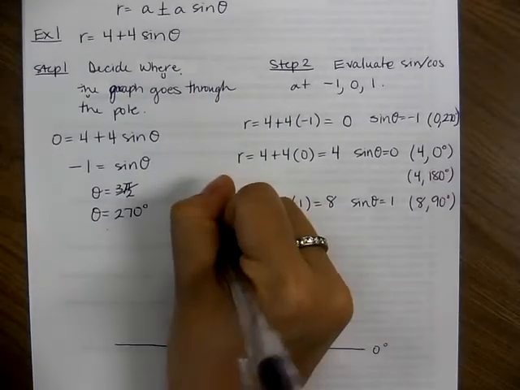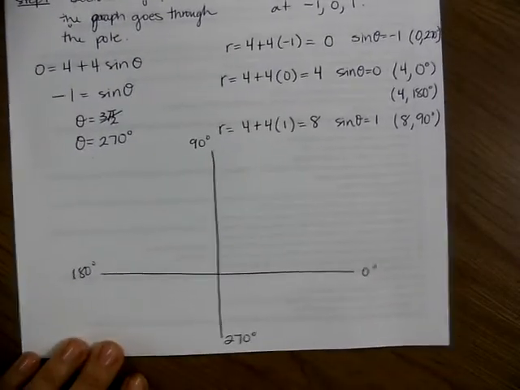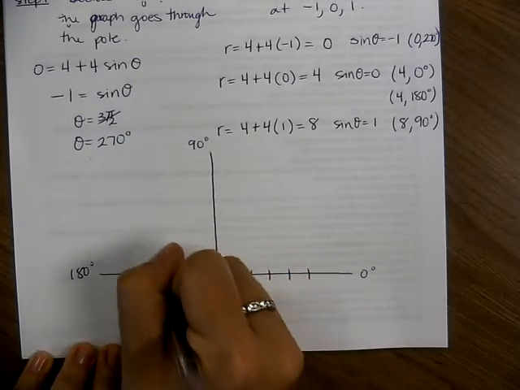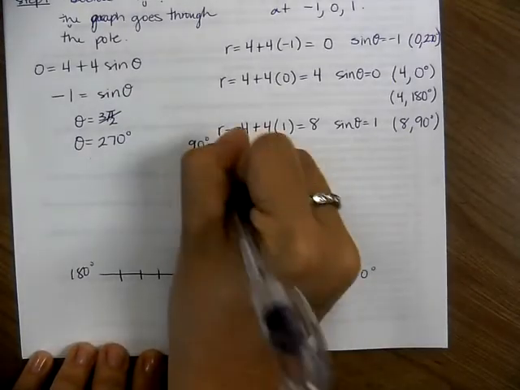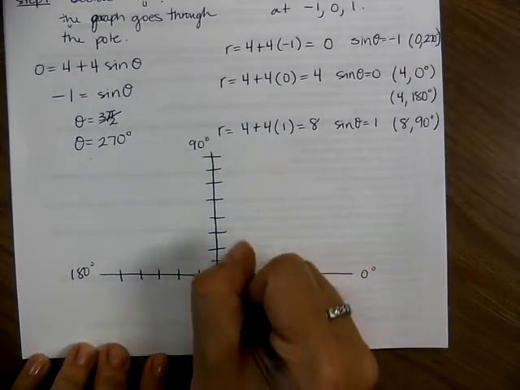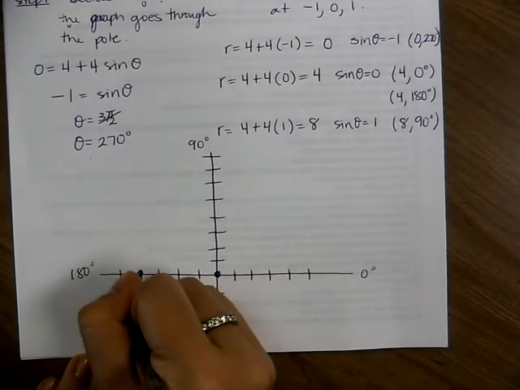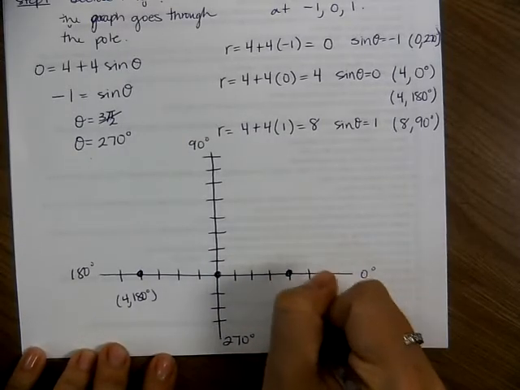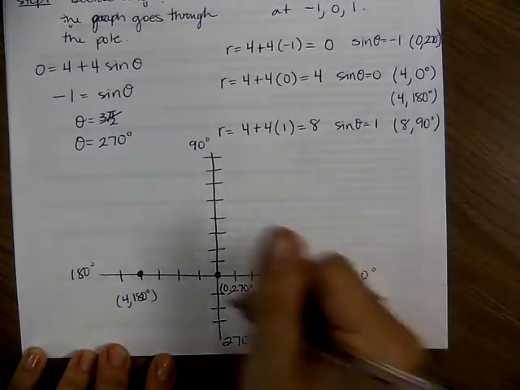So 0 degrees, 90 degrees, 180, 270. Okay, and remember, we're graphing on that polar coordinate, or polar graph. We just have to kind of imagine what's going on there. Okay, so I'm going to plot my points. I have 0, 270 degrees, 4, 180 degrees, 4, 0 degrees, and 8, 90 degrees.